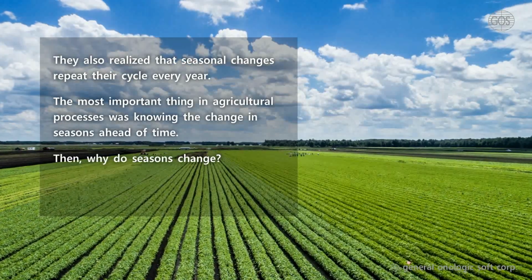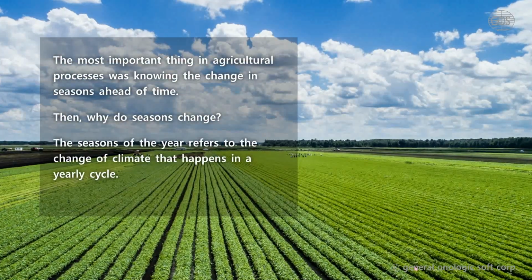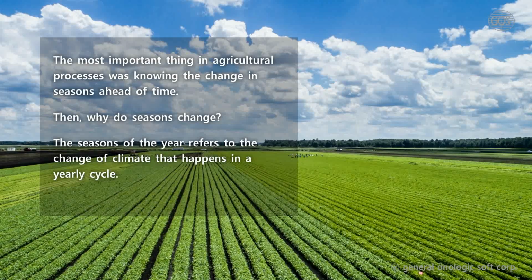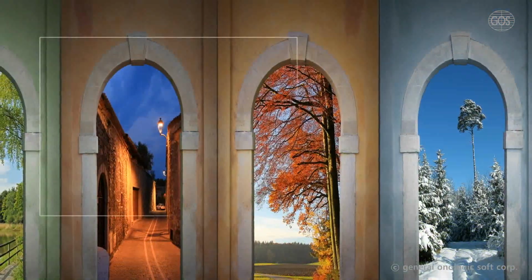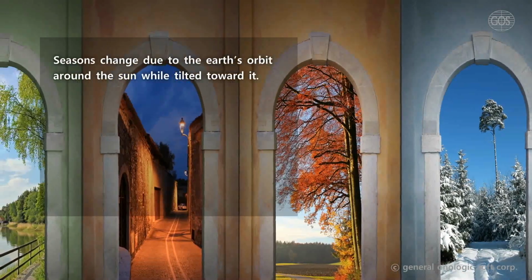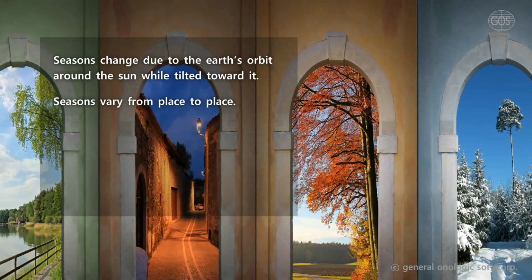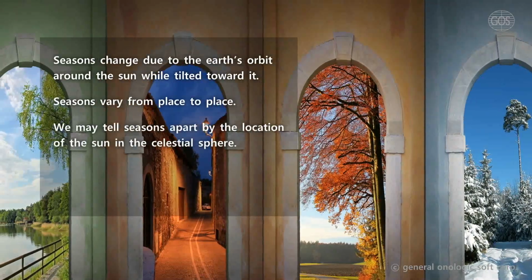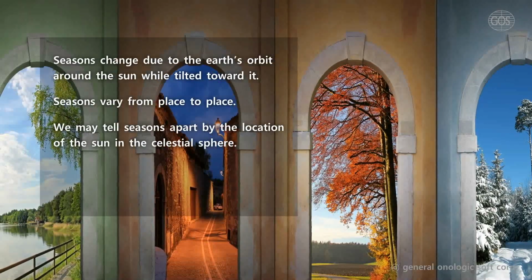Then, why do seasons change? The seasons of the year refers to the change of climate that happens in a yearly cycle. Seasons change due to the Earth's orbit around the Sun while tilted toward it. Seasons vary from place to place. We may tell seasons apart by the location of the Sun in the celestial sphere.